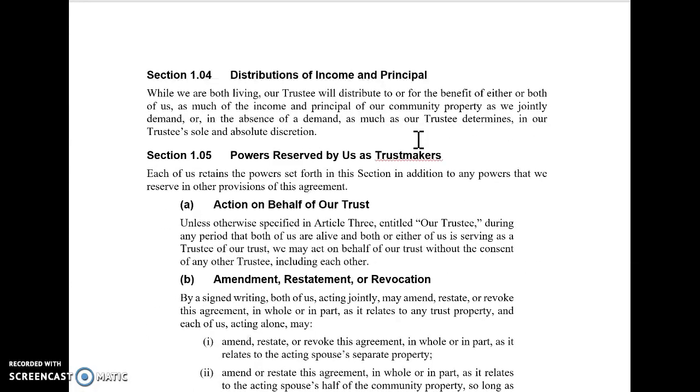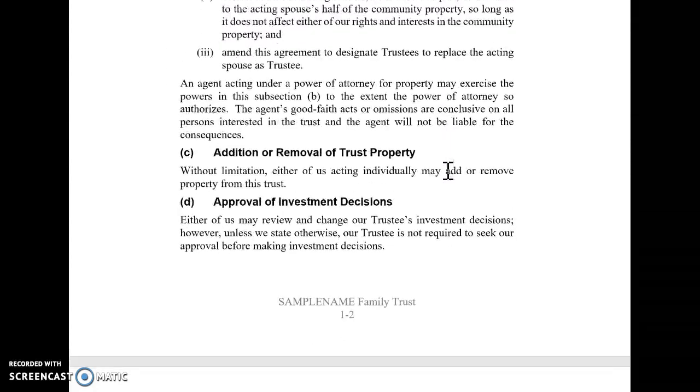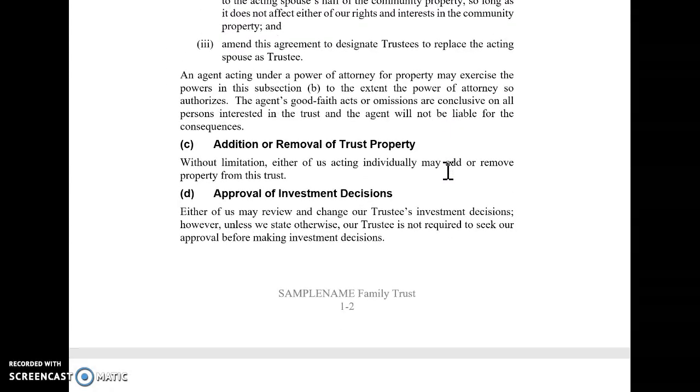During the lifetime of the trust, according to these rules, we can get all income and all principal. So anything we want to get from the trust, we can get. We are the trustees. We're the trust makers here. When we make the trust, it says basically we are able to preserve any powers that we want for ourselves. And basically in this trust, we're saying we can amend it, we can revoke it, we can restate it anytime we want. We love this trust because it is so flexible.